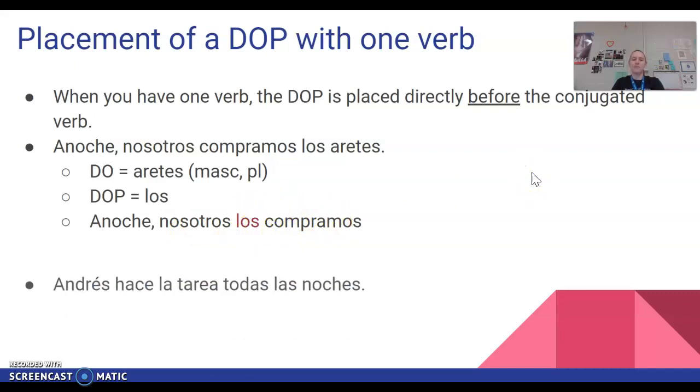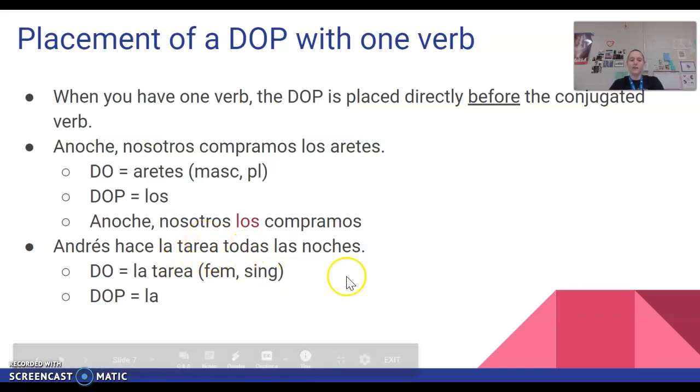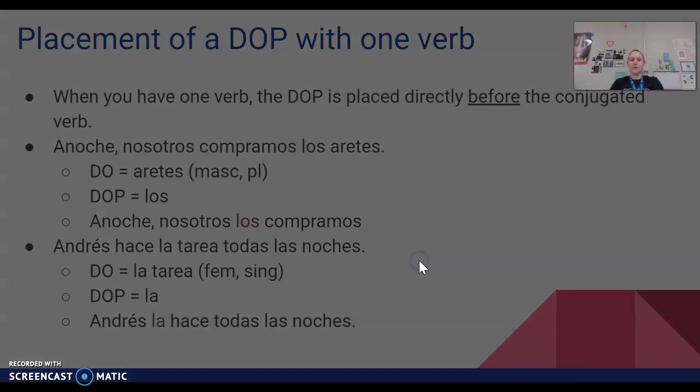Okay, let's look at another example. Andrés hace la tarea todas las noches. Andrés does homework every night. So what is our direct object here? Who or what is Andrés doing every night? La tarea, okay, which is feminine and singular. So the direct object pronoun that I'm going to use is la, and I'm going to put it directly before the conjugated verb. So I'm going to take out this whole section, okay? So Andrés la hace todas las noches. Andrés does it every night. Okay? Let's see what comes next.